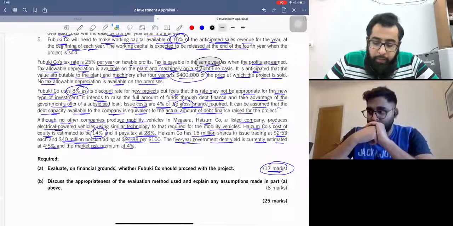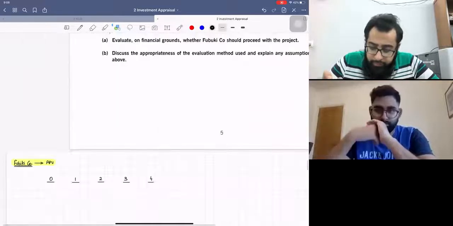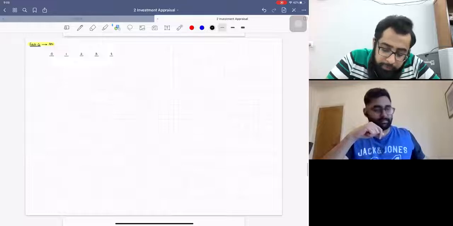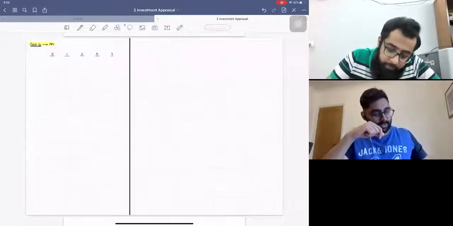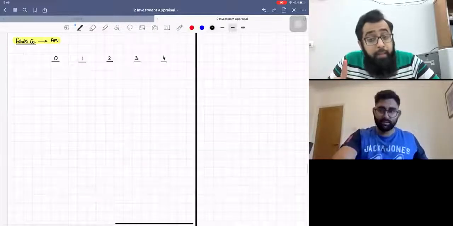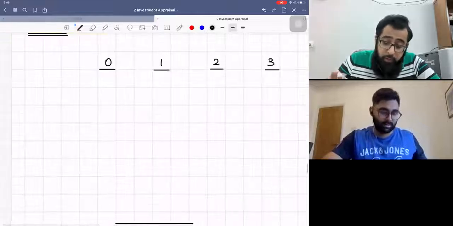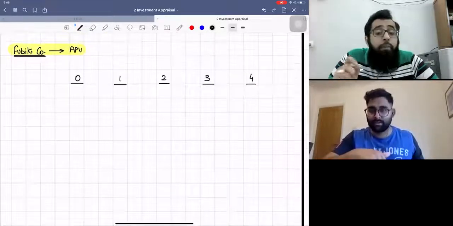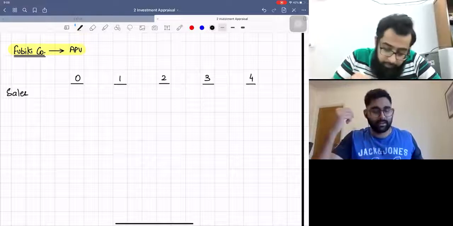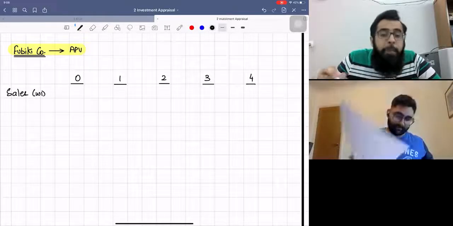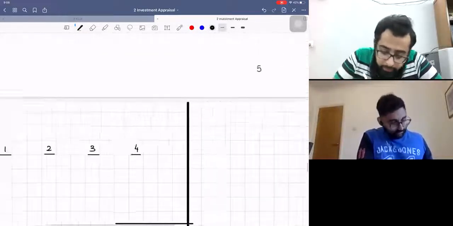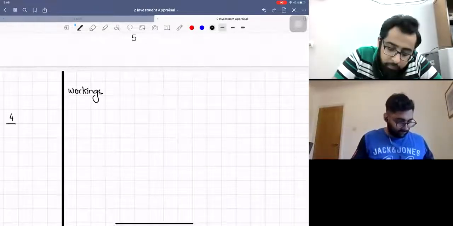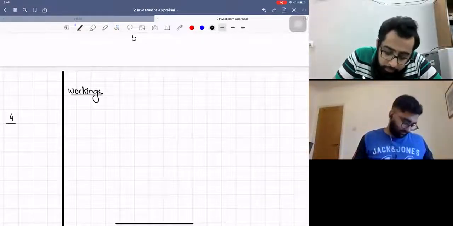Now, if you remember, what I always do is I always deal with operational cash flows first. Not incremental cash flows, sorry, operational, like variable cost, fixed cost, selling price, on which there will be tax. So first of all, we will pick up the sales, workings, sales, working 1.